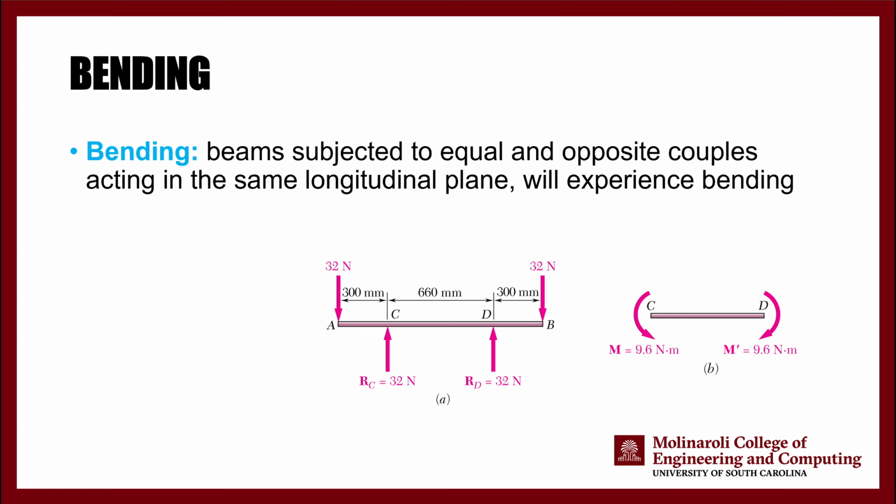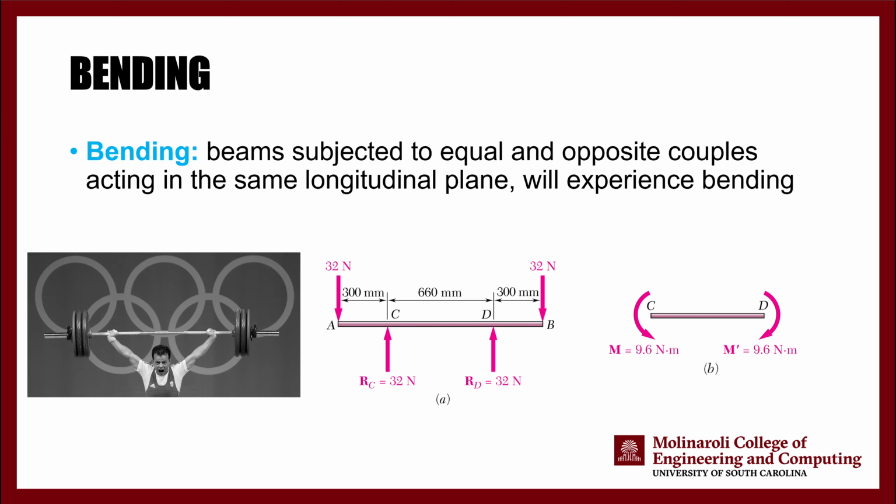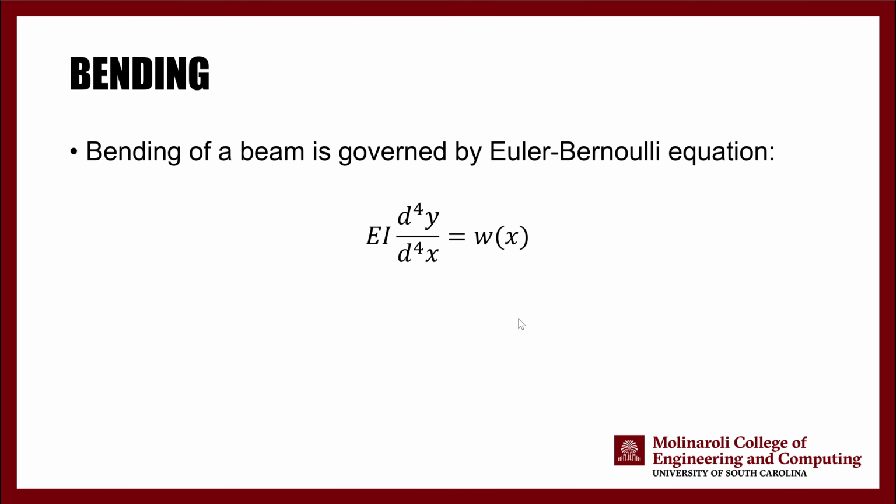A real world example of these types of bending systems or bended beams is weightlifting. So you have the two supports and you have the two forces that are being exerted on this beam. And then this beam is going to bend like this.